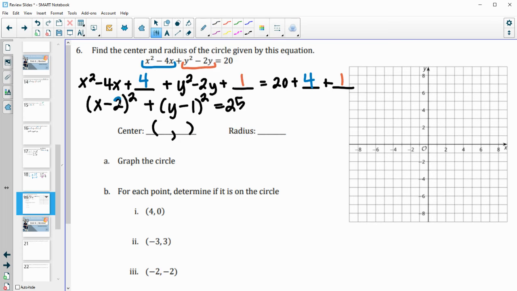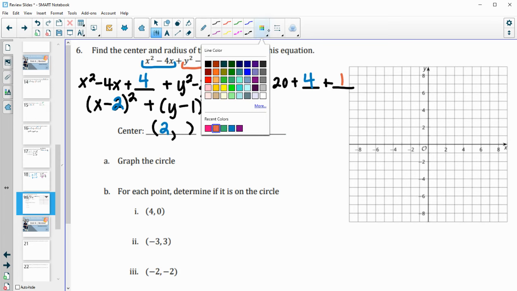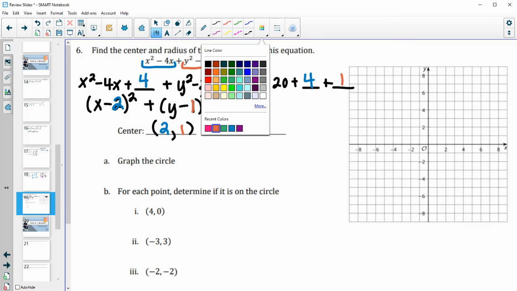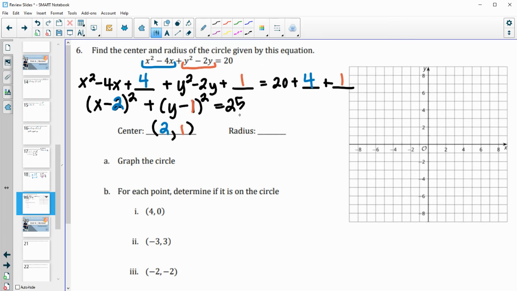So the center here is 2 for the x. Remember, opposite of what it looks like. And then 1 for the y. And then our radius is the number that squared gives us 25. So the radius is 5. Then we want to graph the circle. So we'll plot this point 2, 1. Okay, so 2, 1 is right here.